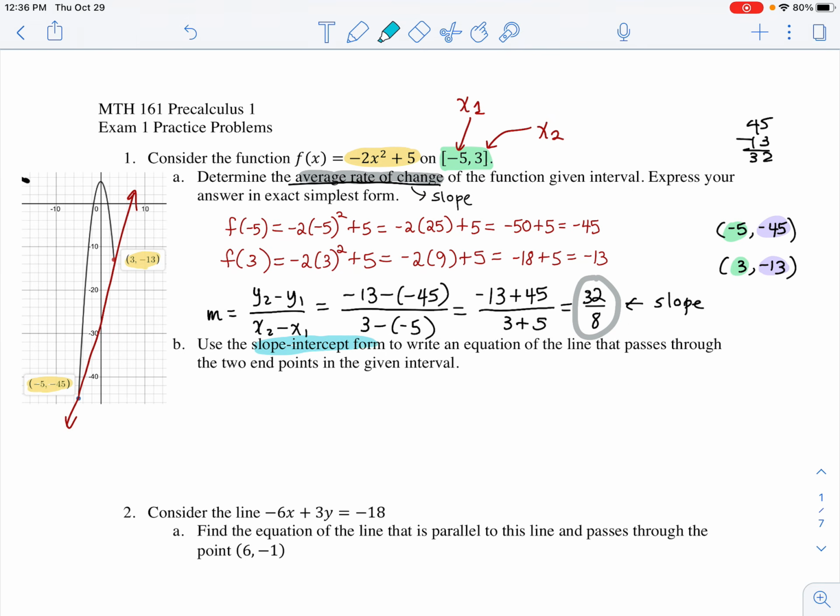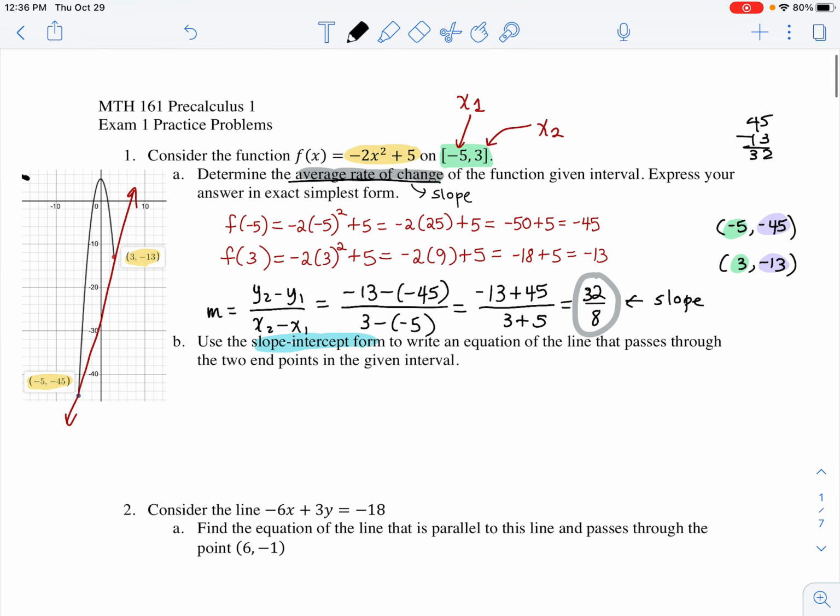So let's go ahead and use the slope-intercept form to write an equation of the line. So first, give me the slope-intercept form. What is the slope-intercept form? y equals mx plus b, right? Now listen, what did we just find above? We just found that the slope is 32 over 8. Now, in order to find the equation of a line, we're going to need an x value and a y value. Did they give you an x value and a y value? Well, I gave you 2 x values, right? But never gave you any y values. But we found them together.